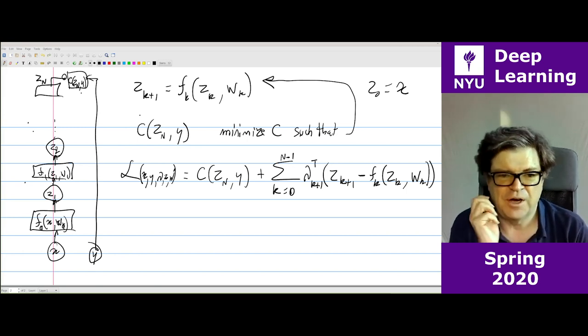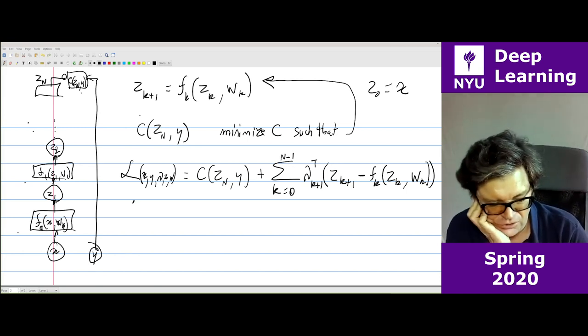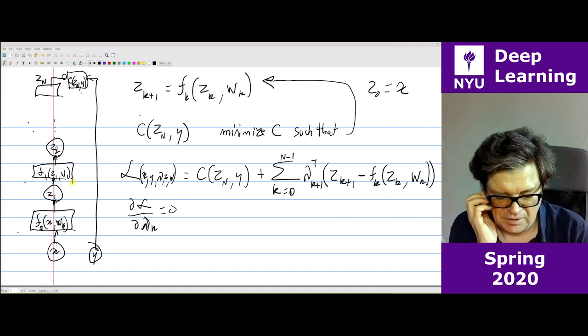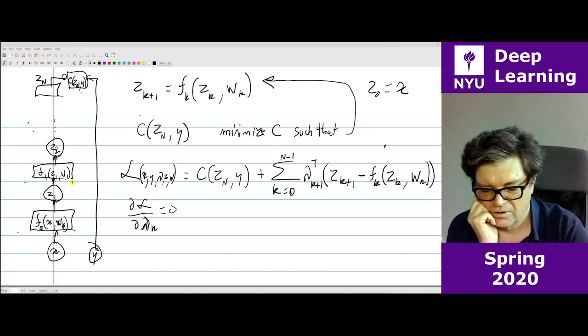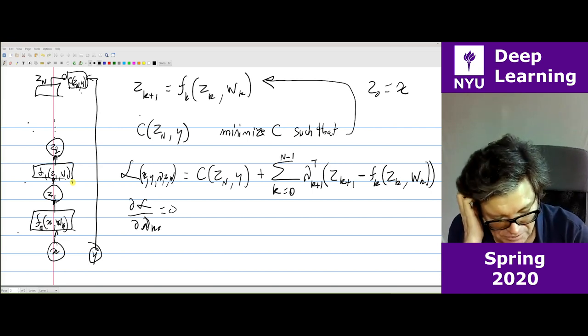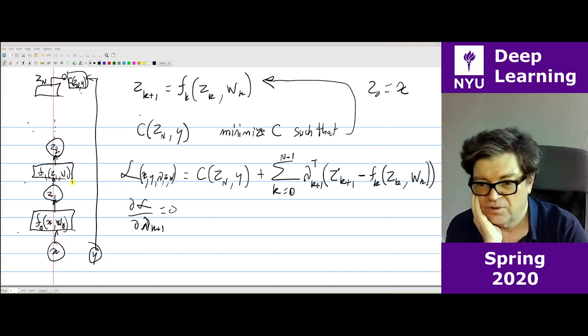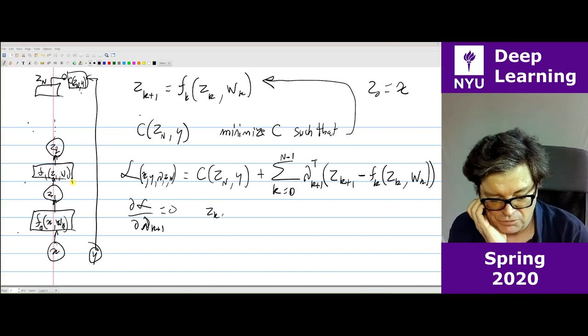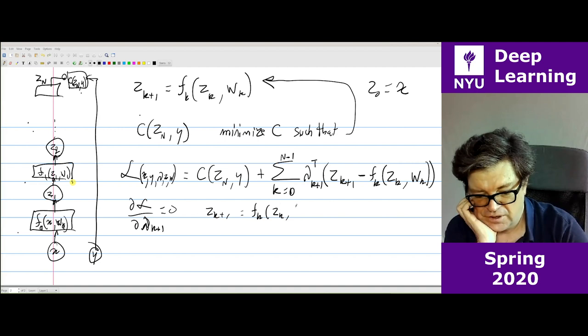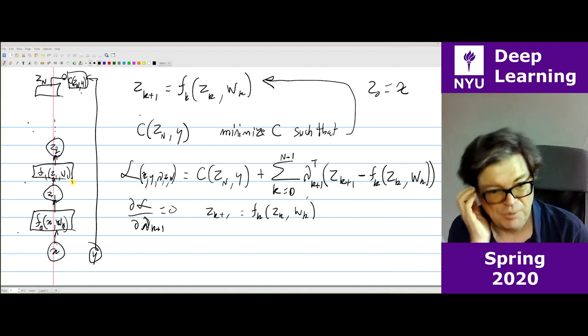So what I need to do now to do this minimization under constraint is to set dL over d lambda_k equal to 0. The gradient of L with respect to lambda_{k+1} is just this parenthesis. So I just get z_{k+1} equals f_k of z_k, w_k, which is just the forward propagation formula.